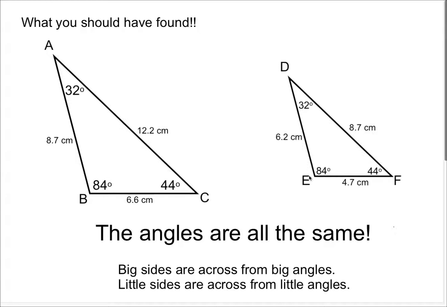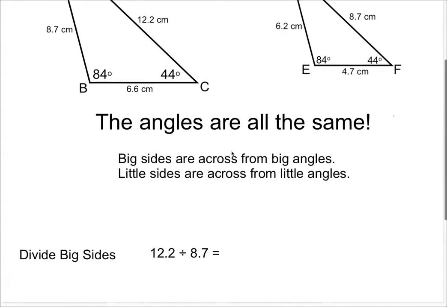Anyway, the first thing you should have found out is that when you measured the angles, they were the same. You had three pairs of the same angles. So you had an 84 in a big triangle and an 84 in a little triangle. And you had a 32 in the big triangle, a 32 in the little triangle. You had a 44 in the big triangle, you had a 44 in the little triangle. Now, maybe you didn't. I'm pretty sure I didn't put these exact same triangles on your page. But if you had these triangles, that's what you would have found. So you should have found out that the angles were the same.